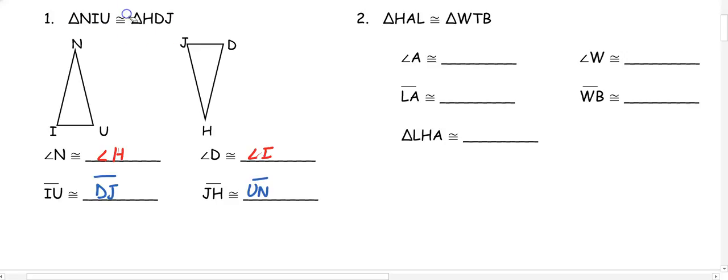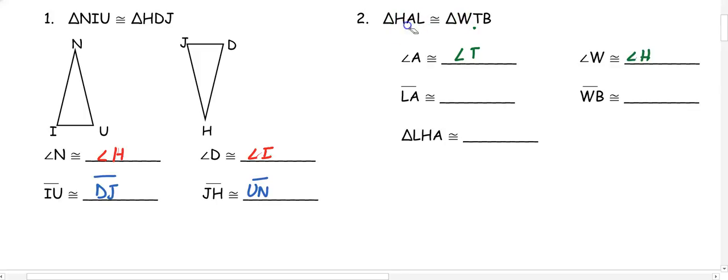So number 2 is without a triangle. So if you need to draw a triangle to help you, you can, or you can just go based off of the names. So angle A is the first letter, so that's going to match up with angle T. Angle W is the first letter, so that matches up with H.